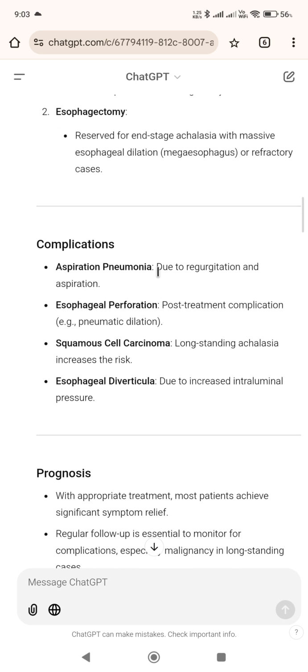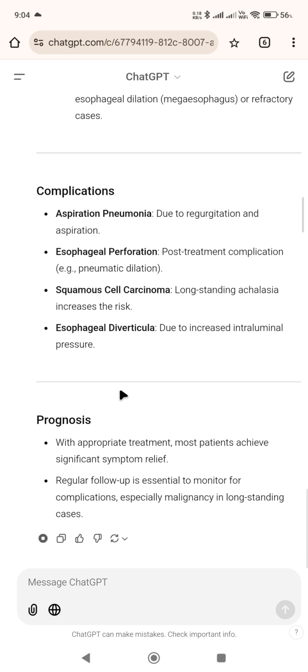Complications: aspiration pneumonia due to regurgitation and aspiration, esophageal perforation, post-treatment complication, e.g., pneumatic dilation, squamous cell carcinoma, long-standing achalasia increases the risk, esophageal diverticula due to increased intraluminal pressure. Prognosis: with appropriate treatment, most patients achieve significant symptom relief. Regular follow-up is essential to monitor for complications, especially malignancy in long-standing cases.